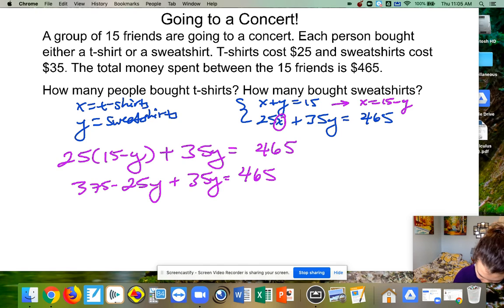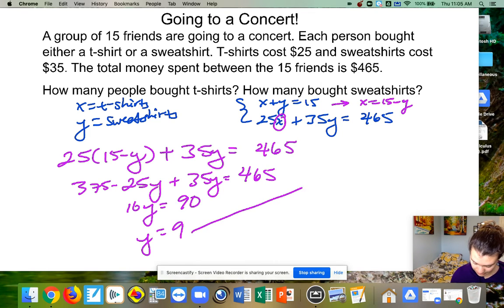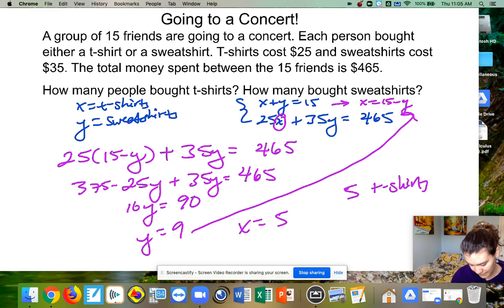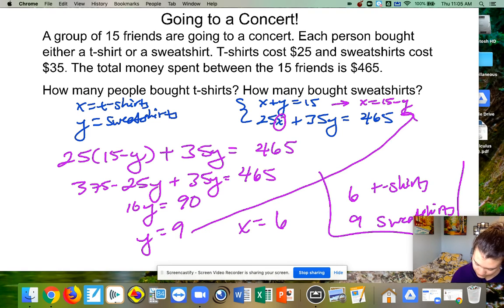Combine like terms, and I'm going to subtract the 375 over. So you'll get 10y equals 90, y equals 9. Again, plug back in up here, and you'll get x is 5. So you have 5 t-shirts and 9. Nope, that's 9. I subtracted wrong. That should be 6. Sorry. And then 9 sweatshirts. There you go.